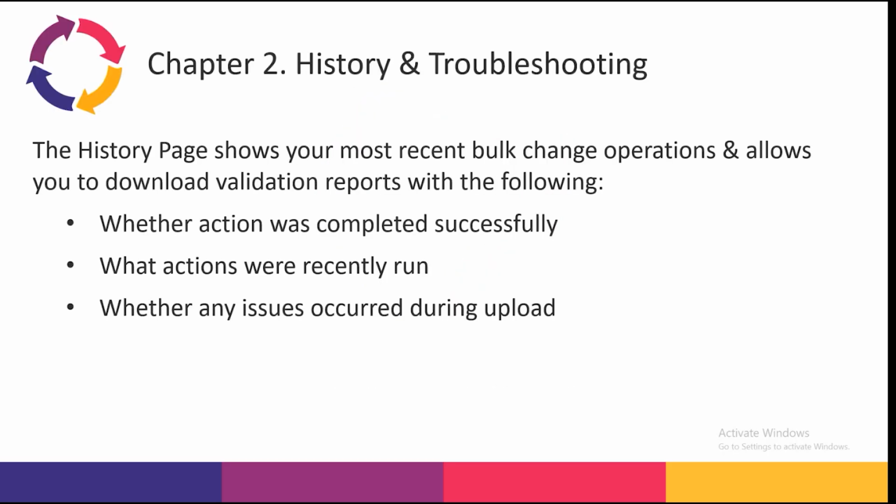Brilliant. So in this section, we're going to look at history and troubleshooting. We'll tackle this part first because the history and troubleshooting part remains consistent across all types of bulk actions. So the history page, which I'll show you in a second, shows your most recent bulk change operations, and it also allows you to download validation reports with the following actions. The validation reports, when you download them, are just Excel data sets. They will tell you whether the action was completed, which actions were recently run, and whether any issues occurred during the uploads.